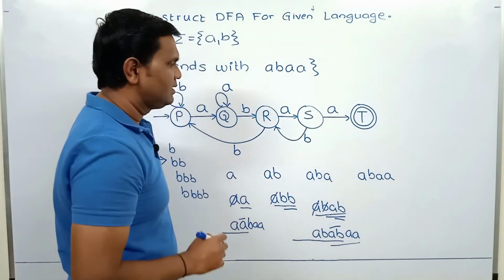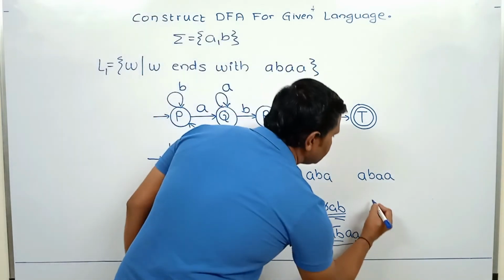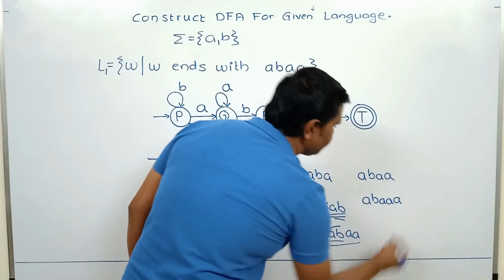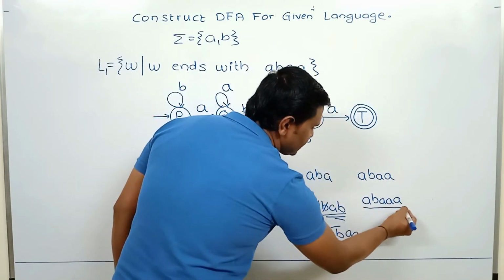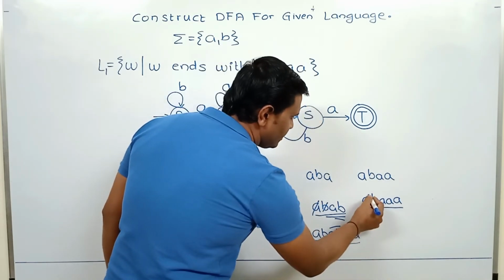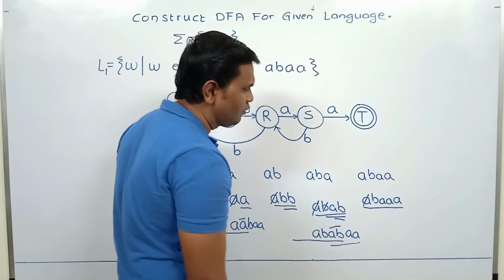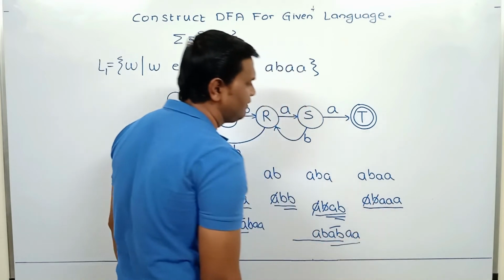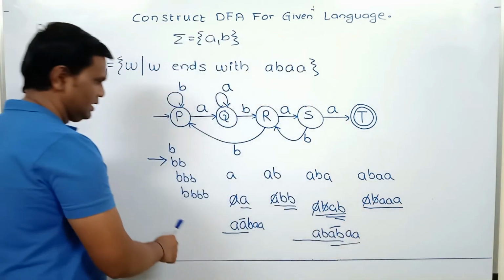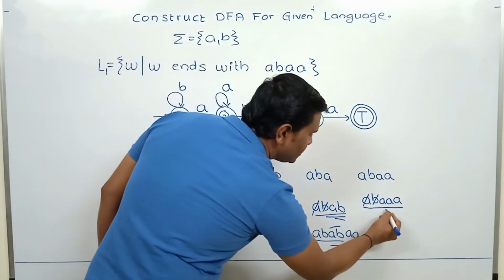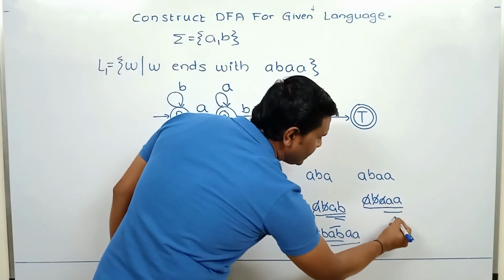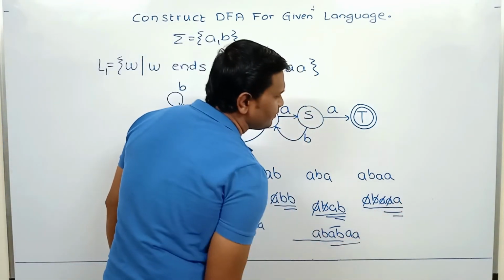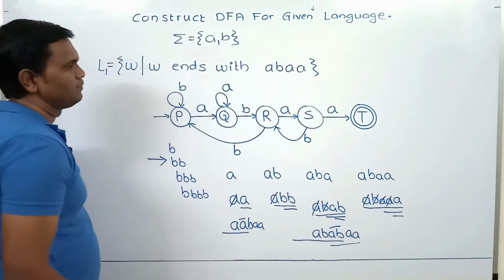Now let's come to state T. For T, the last four symbols are ABAA. Now what if A comes? Is there any state which remembers ABAA? There is no such state. So we remove one symbol from the left. BAAA, there is no such state. Again remove one symbol from left. AAA, there is no such state. Again remove one A. For AA, there is no such state. Again remove one A. Now we find state Q.